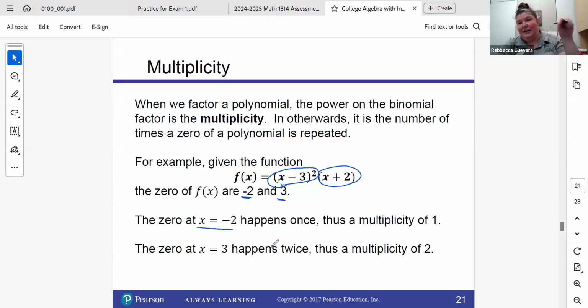So it's not like you go back and you have to pop down and hit that spot again. It's a little more involved than that, but what happens is the more multiplicity you have at a spot, the more your graph flattens out there.